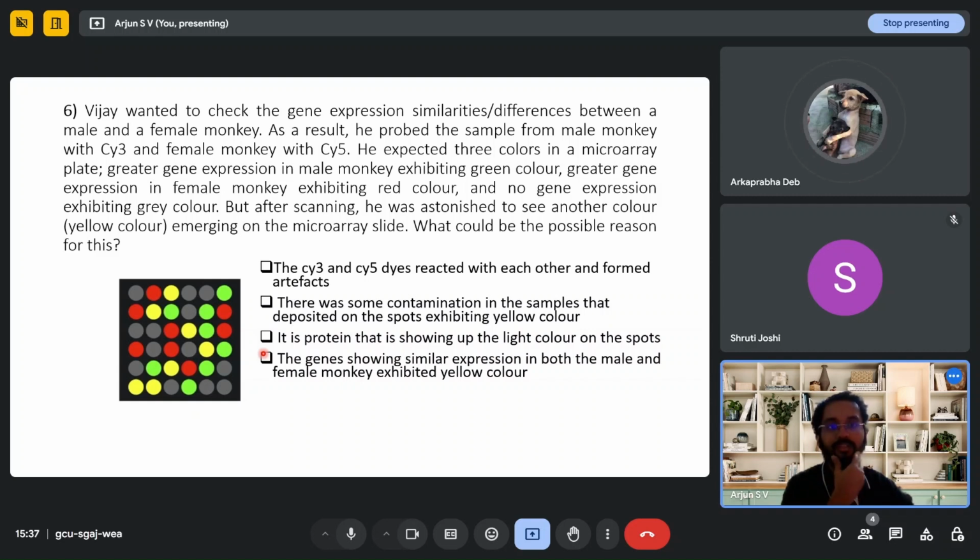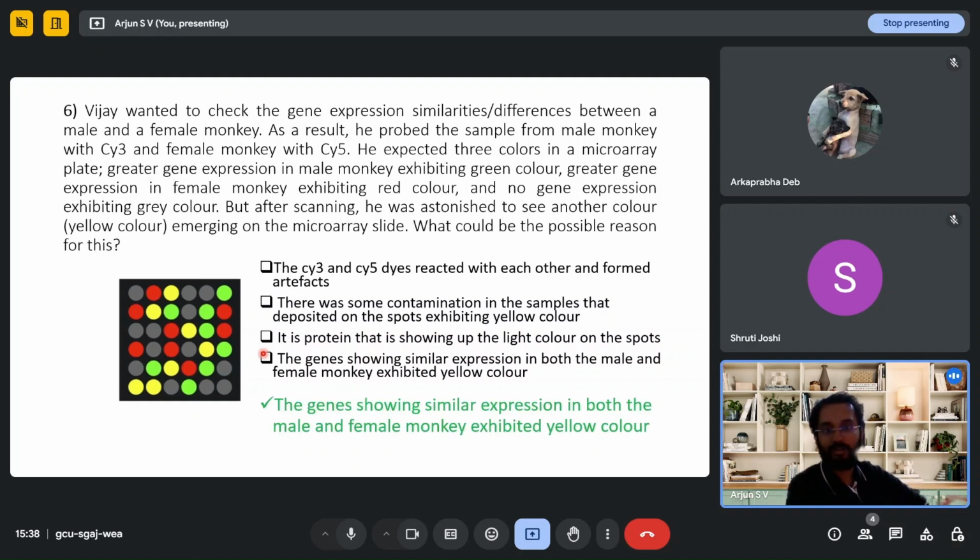Yeah, exactly. If you have genes expressing from both the male and the female monkeys, and both of them are from a similar thing, they would express equal amounts of red as well as green color. That would lead to a mixture of signals, and that is what is causing the expression of the yellow color. So the option is option four: similar expression in both the male and female monkeys mixed together forms the yellow color.